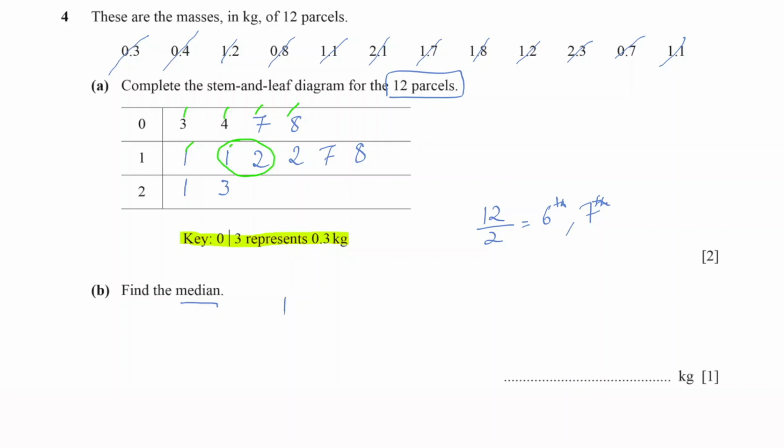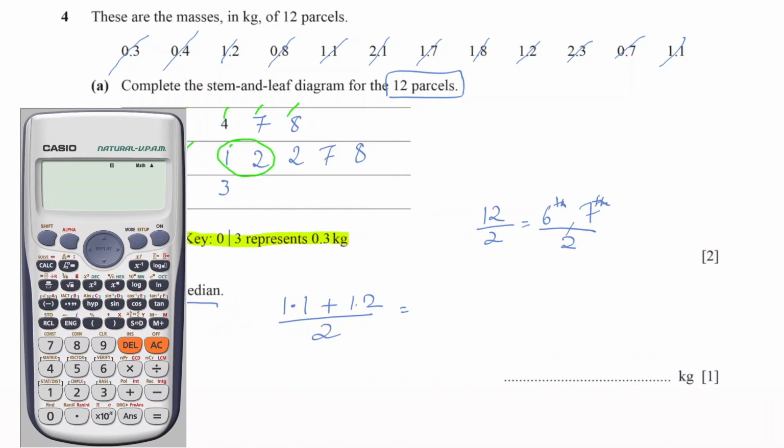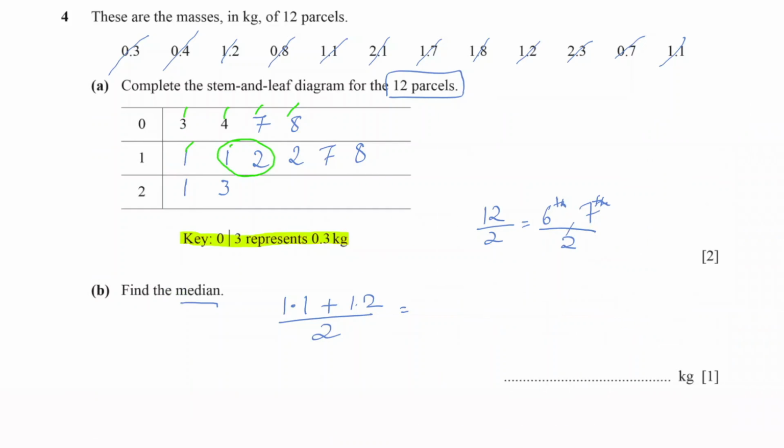So the sixth value is 1.1 and the seventh value is 1.2, and if I divide the sum of the sixth and seventh values by 2, I get the median, right? So let us use our calculator now. Sixth value is 1.1 and seventh value is 1.2, and if I divide this with 2, I should get my answer, that is 1.15. So 1.15 is the median.